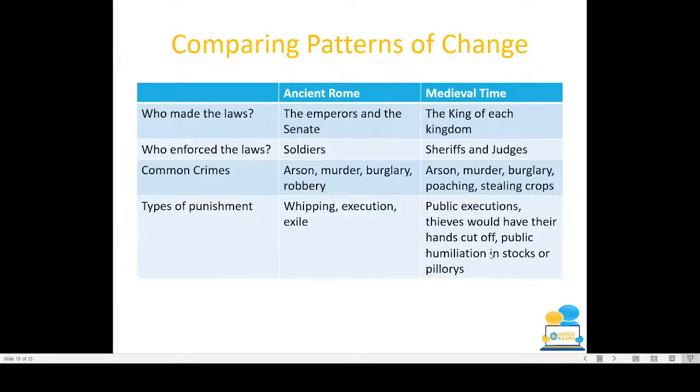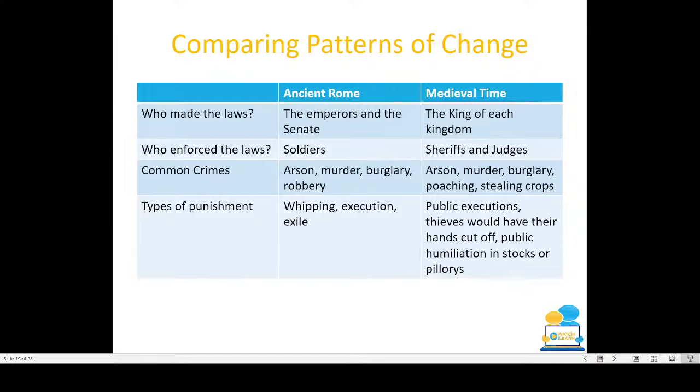So this is a different one compared to Rome. We can see this type of punishment is probably for less severe crimes, and the idea is to publicly humiliate people so other people will know they've committed a crime, and it will warn them off from committing that same crime. That's the idea behind it. So that's our first two patterns of change, our first two topics. So we're going to move on.